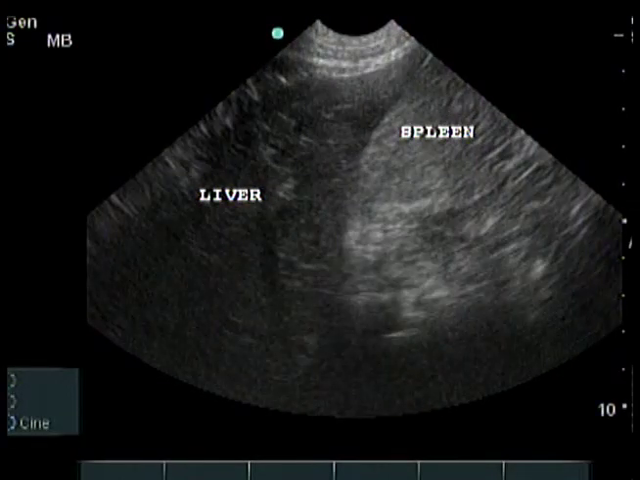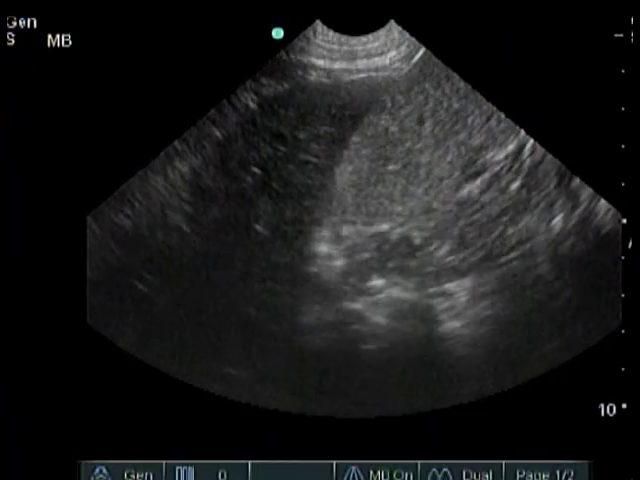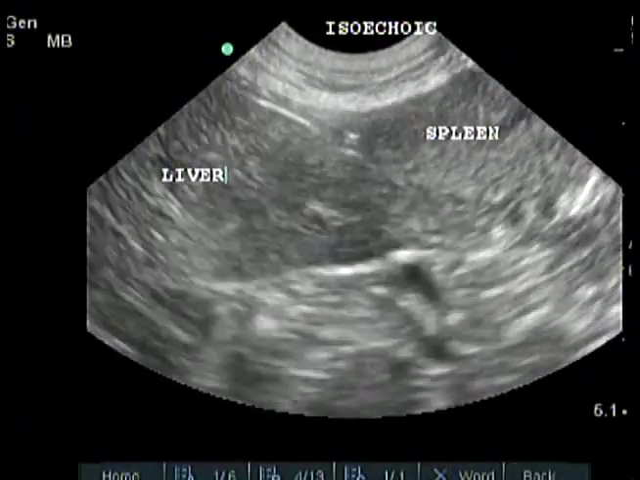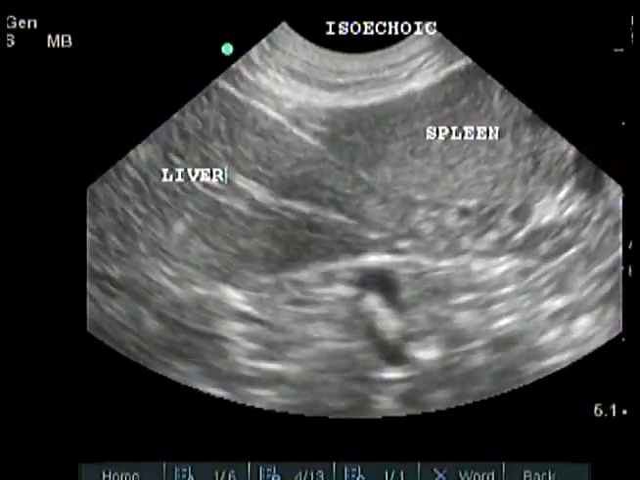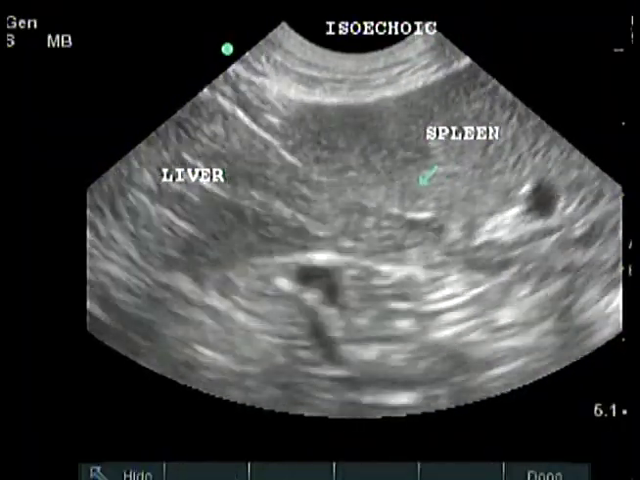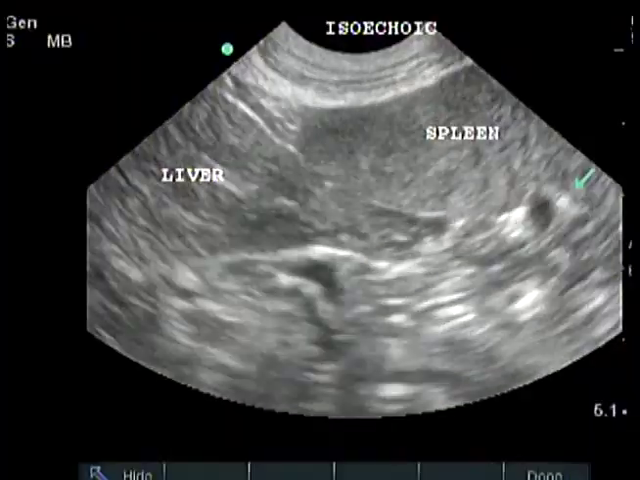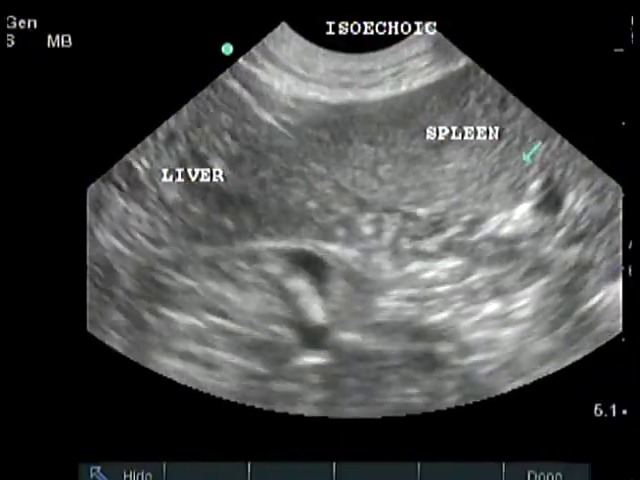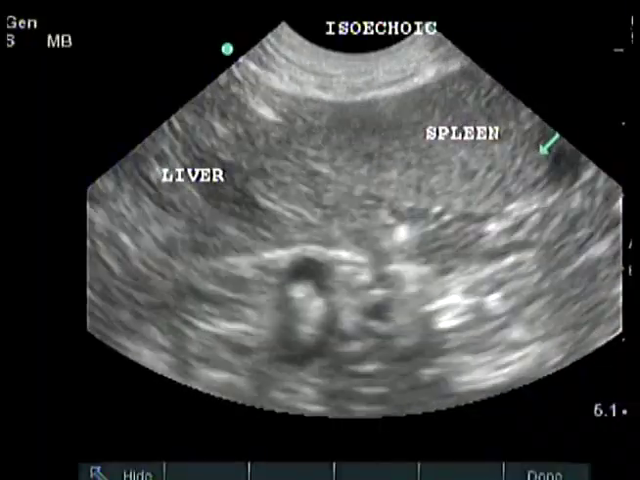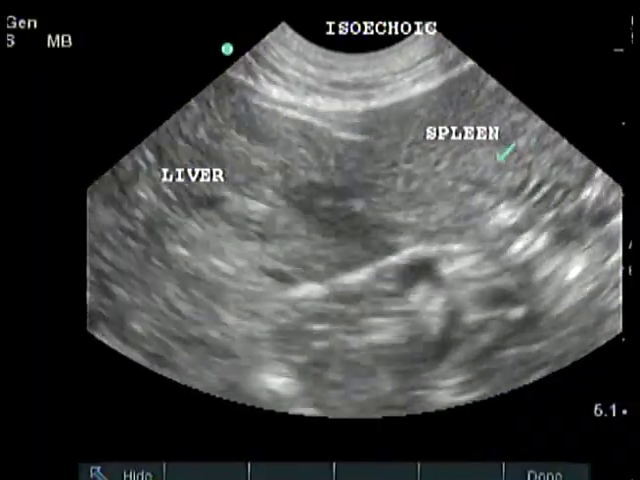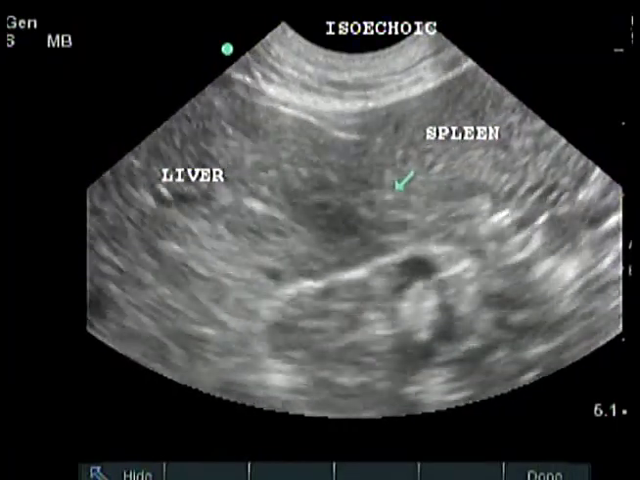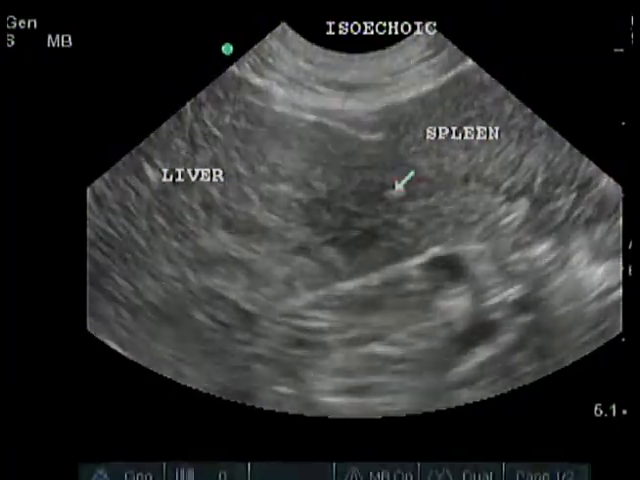The normal spleen is usually slightly more echogenic than normal liver or normal renal cortex. When the spleen appears isoechoic compared to liver, you must consider which tissue is abnormal. In this case of chronic Cushing's disease, the liver has increased echogenicity and the spleen is normal. Spleen is identified by the presence of veins crossing the capsule.